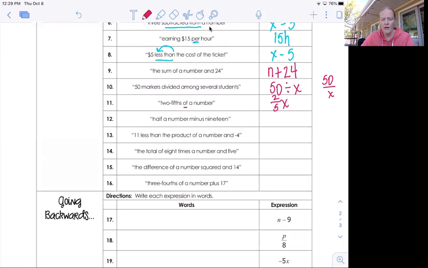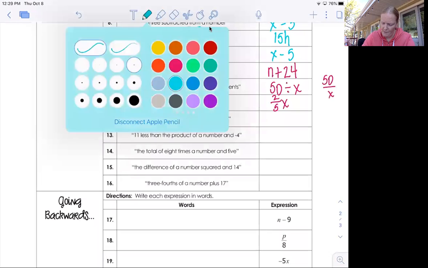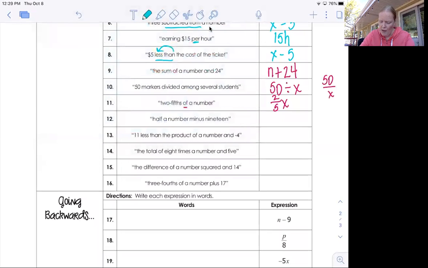Okay, so now we're going to do a few more examples that have 2 steps in them, okay? So half a number minus 19. So you could take a number and cut it in half like that, and then subtract 19. You could also do half a number like this and then subtract 19. So as long as you have either multiplying by a half or dividing by 2, it's the same thing.